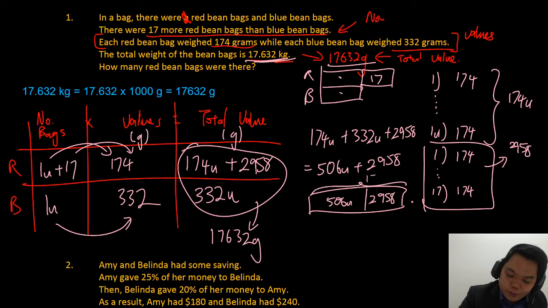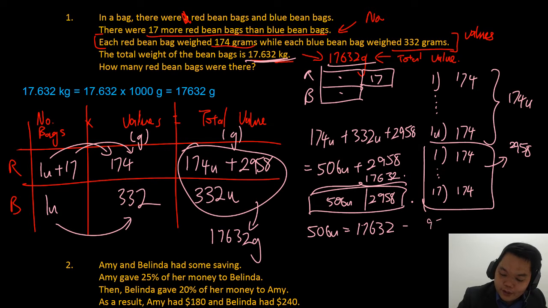You need to remove this 2958 first in order for you to obtain 506 units. So this will be 17632 minus 2958. Okay. So this will give you 14,674. And if you have a calculator, just use it safely.